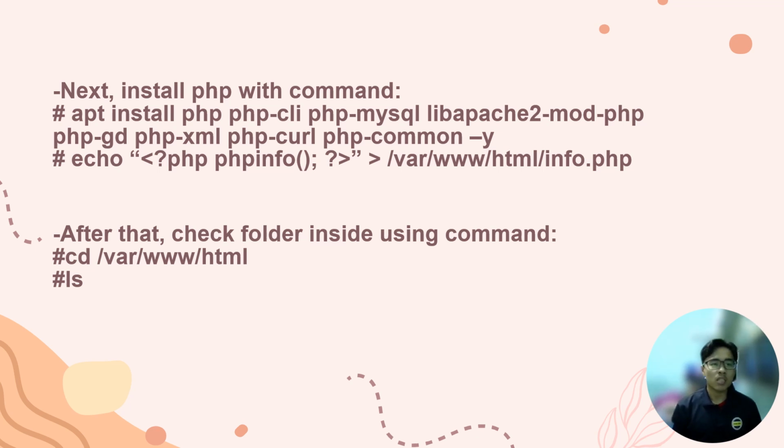After that, you need to type echo as is shown here, phpinfo(); and then you need to type the path to info.php. It is /var/www/html/info.php. After that, you need to go inside var/www/html. So how to do that? You need to type cd /var/www/html, and then you need to type ls. What does ls mean? ls means that you want to check all the folders that have been created, so you can see all the folders that have been created.